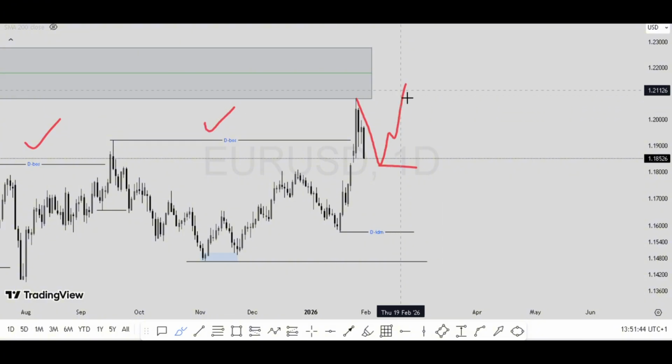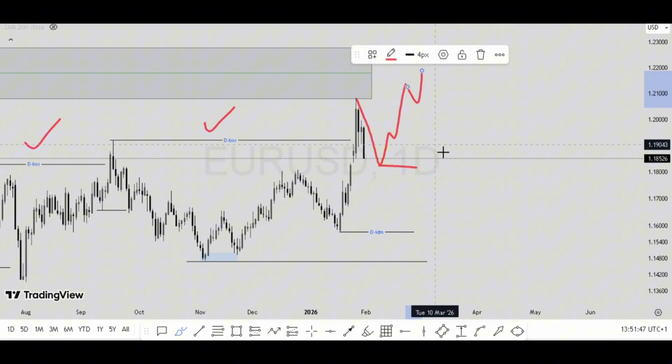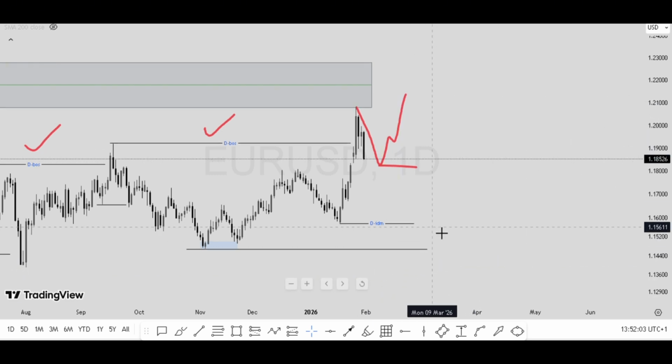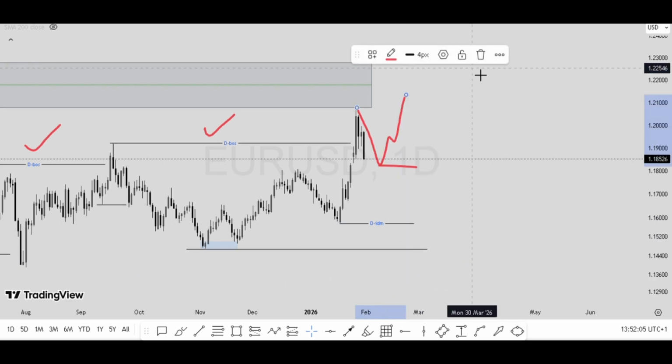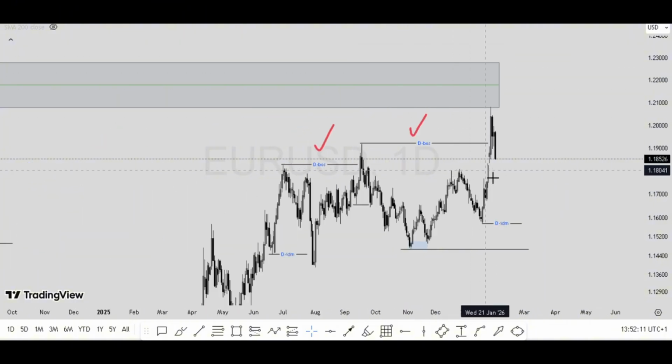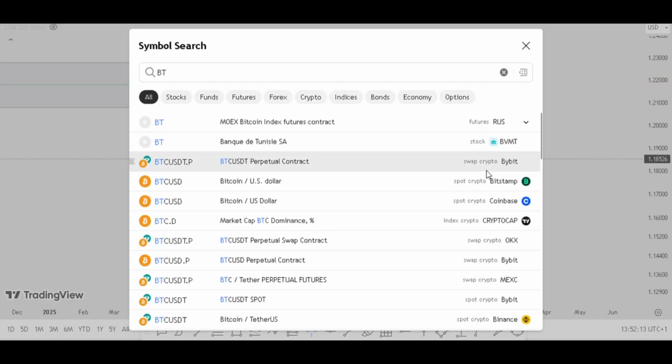So if we now have something like this, then we'll be looking, probably in the daily time frame, and if I see my confirmation entry, then I can act based on this higher time frame POI. So that's it for EUR/USD. And the next pair will be, what are we looking at? Let's go and check BTC. So BTC/USD.